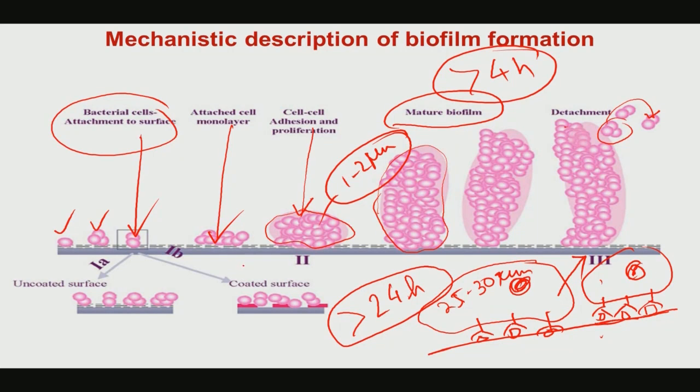And there are 2 cases mentioned here: in one case, some surface coating is put on the material substrate, and in the other case, an uncoated substrate. Now, this colonization would be there, but it would be more specific to the part where a certain coating is given to the biomaterial substrate. Once this cell monolayer forms, there is polysaccharide secretion, and this polysaccharide acts like a glue and helps in the formation of bacteria clusters.